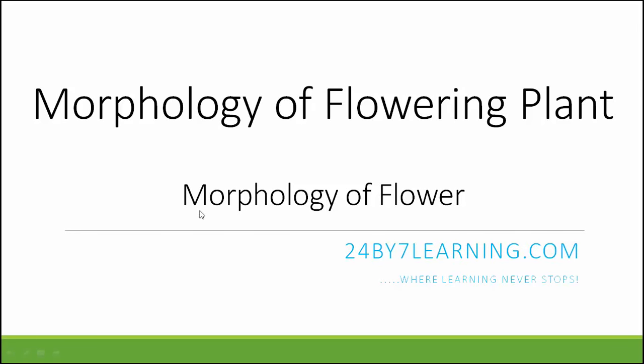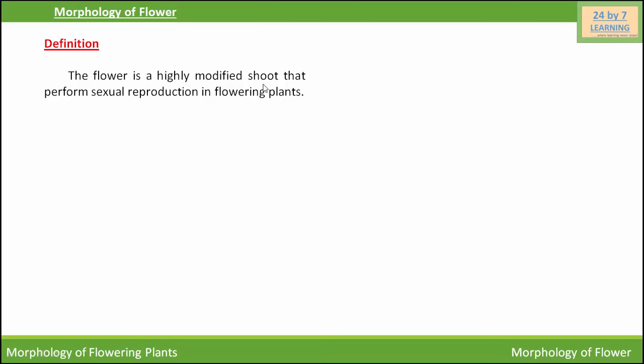Hello students, in this video we are going to discuss the morphology of the flower. Flower is the reproductive part of the angiospermic plant. Flower is a highly modified shoot that performs sexual reproduction in flowering plants.